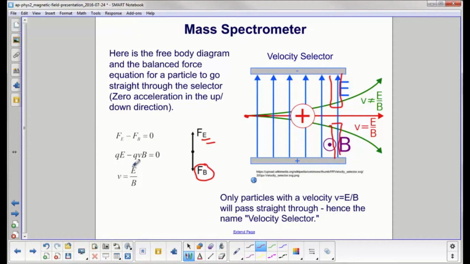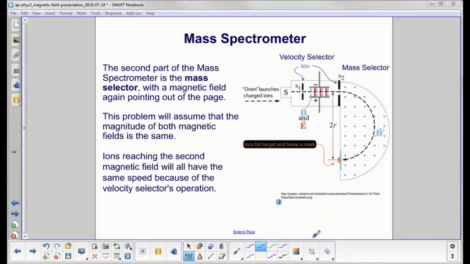Do a little quick algebra, and I find that the only particles that will go straight through and not be deflected are particles with the velocity that equals the magnitude of the electric field divided by the magnitude of the magnetic field. And you can tune both of these parameters. That's where we get the name velocity selector. These two fields will select only particles with the velocity we're looking for to come straight through. The second and final part of the mass spectrometer is the mass selector.